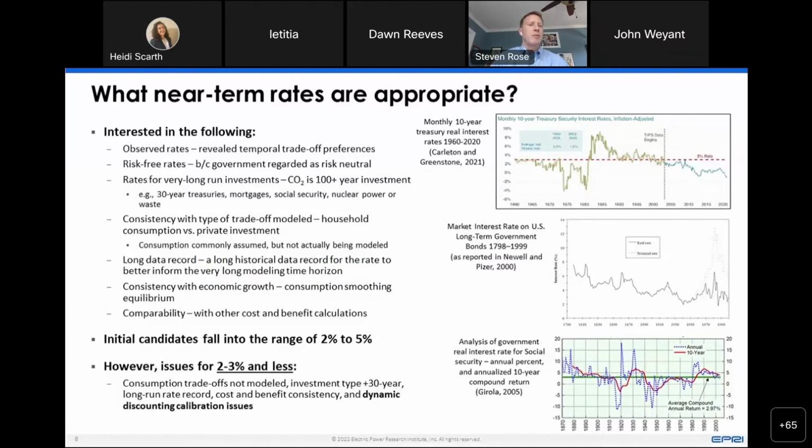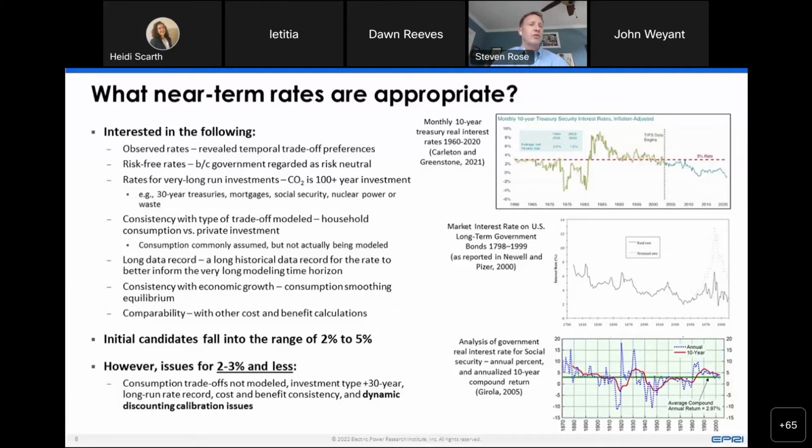Another is to think about whether or not we need risk-free rates. That's the typical assumption, and that's based on our thinking of the government as being a risk-neutral decision maker. But you'll hear Debbie say a little bit more about that later on in the panel. Another important consideration is trying to have discount rates that are consistent or representative of the kind of investment that we're talking about when we're valuing the implications of greenhouse gas emissions into the atmosphere.